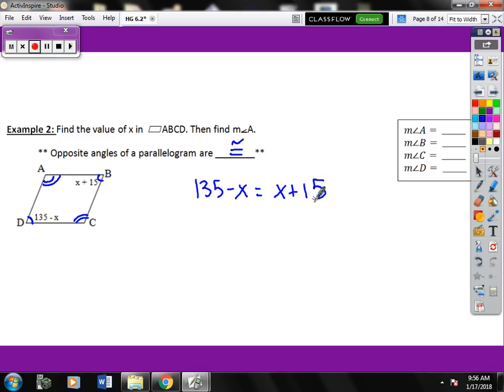Go ahead and solve and plug it back in. They want you to find the measures of all the angles, A, B, C, and D. So see if you can do that.